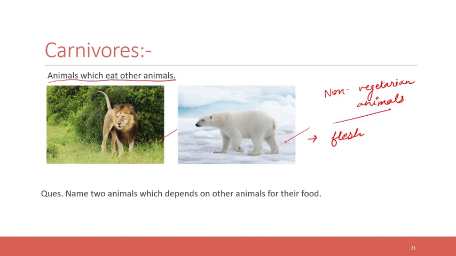Now, you have to name two animals which depend on other animals for their food. Basically, you have to name two carnivores. Correct?